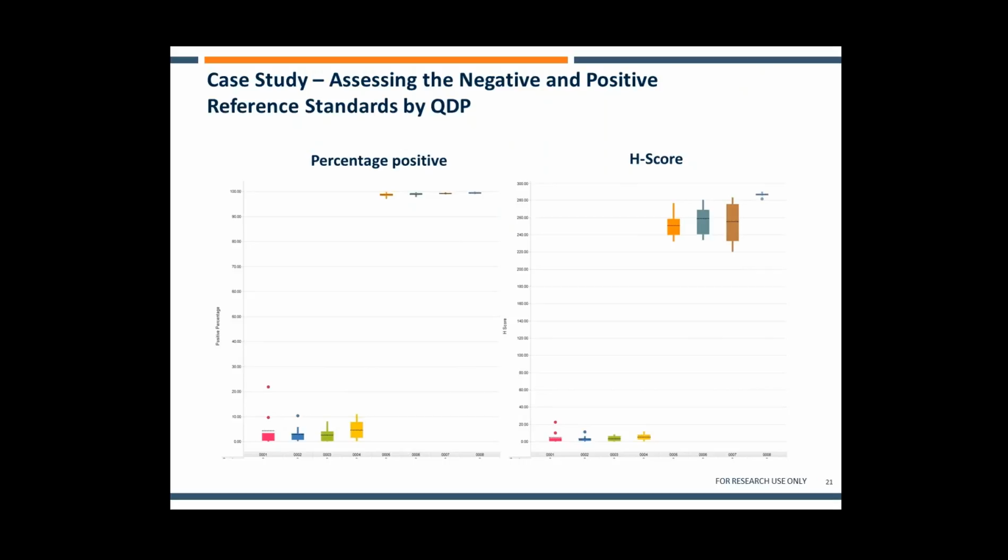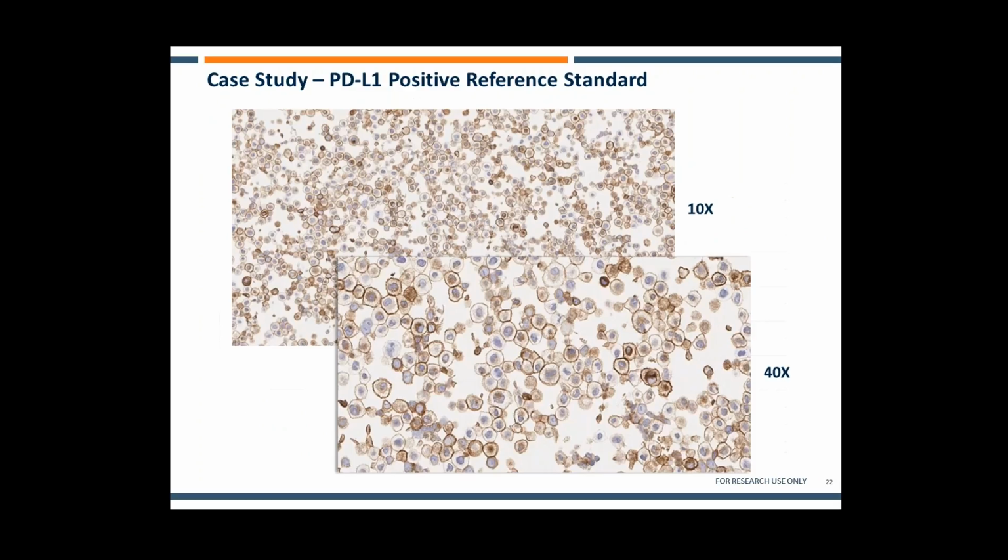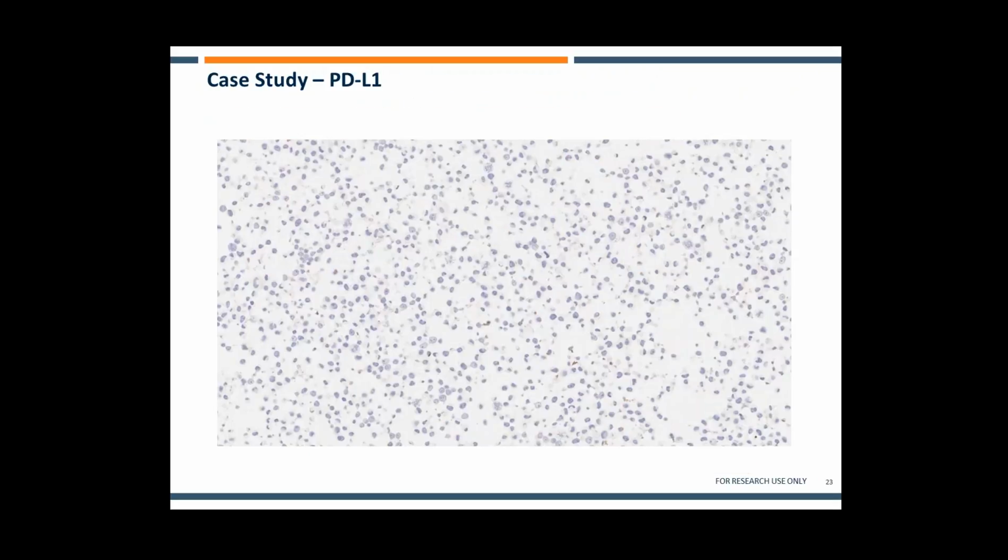To improve our confidence, a part of our assessment was to use quantitative digital pathology, and these two charts show our initial evaluations showing the percentage positive and the H scores for each of those individual cores, allowing us to see a clear difference between what is determined to be positive and what is determined to be negative. And here you can see the individual images of the positive reference standard and then the negative.